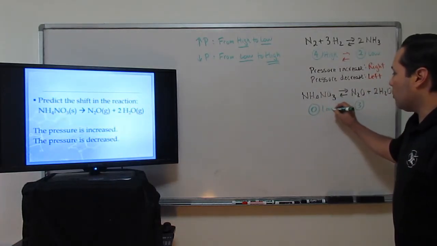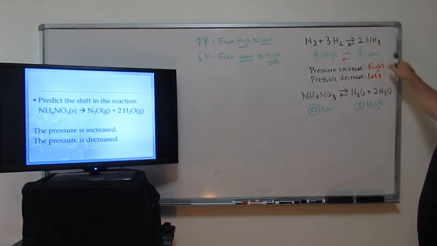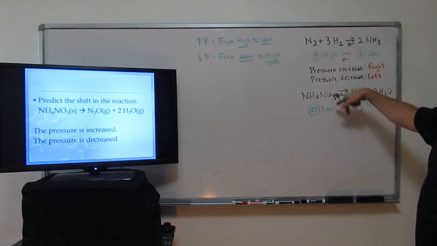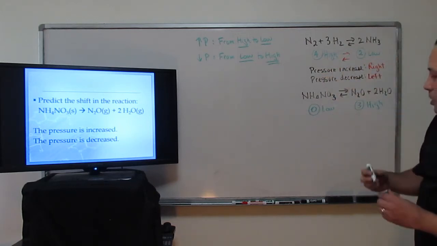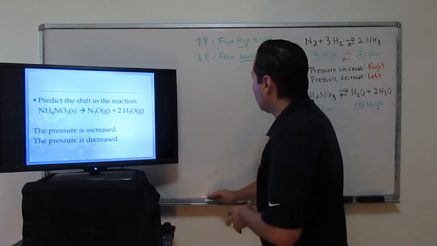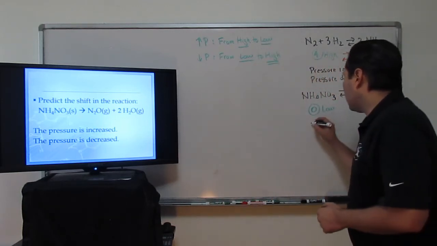So this is our low number because 0 is lower than 3. 3 is the high number. Notice how it's opposite from the first example we did, where the high was on the left and the low was on the right. This is the opposite. So the same question we're going to be asked is what happens if we increase the pressure or decrease the pressure? So let's write those down.